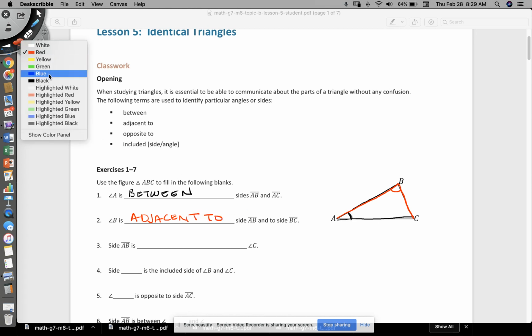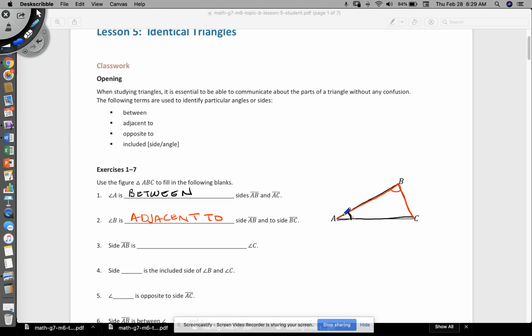All right, next one. Side AB is blank to angle C. Well, angle C is way over here. AB has nothing to do with angle C. It doesn't touch it. It doesn't create the angle. But what it is, is directly opposite of it. So we're going to say opposite to.